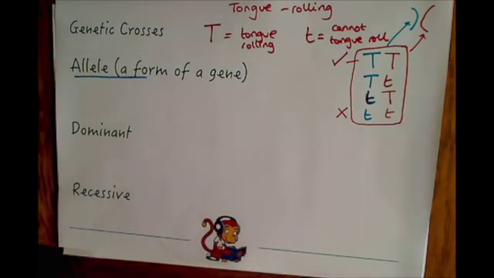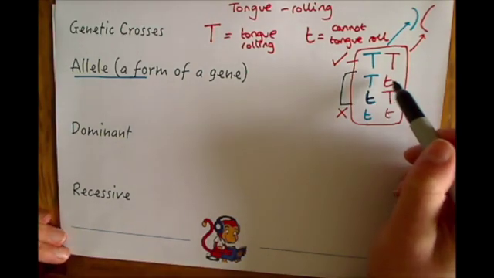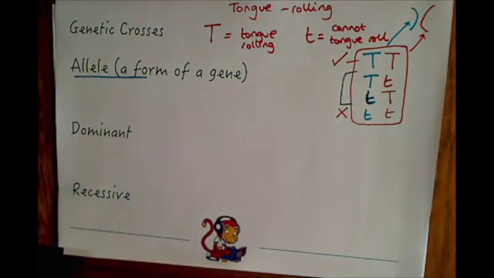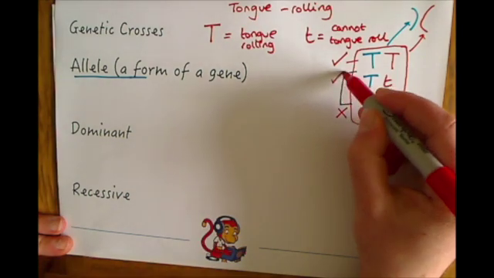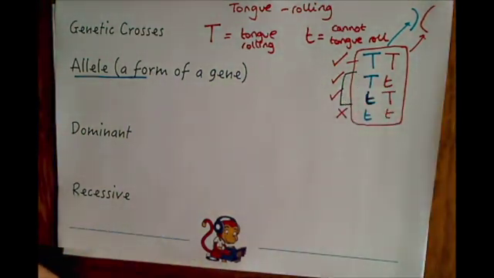Where it gets a little bit more complicated is these two in the middle here, where you've got one of each. You've got a capital T and a lower t. And the rule for this is that the capital letter always wins. So if you've got a capital letter in there, it means you can roll your tongue. So in both cases here, you will be a tongue roller. And we call those capital letter ones the dominant alleles. And if they're expressed, then that characteristic, so in this case tongue rolling, will always be expressed.